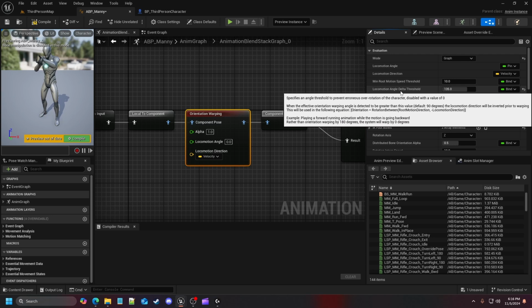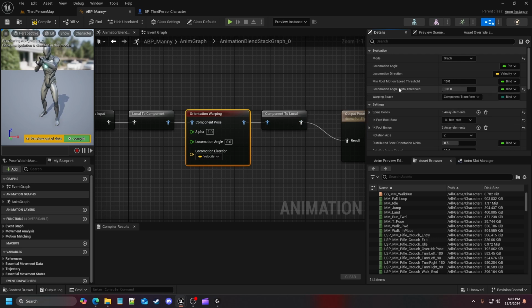So then we have the locomotion angle delta threshold, and what this does is this defines how much of a difference or change, in degrees, there needs to be between the current angle and the target angle before orientation warping kicks in. So for this, I straight up copied the game animation sample project at 135 degrees. With this being changed like that, since it's set to 135 degrees, the character will only adjust orientation if the angle difference is significant, preventing small and unnecessary movements.